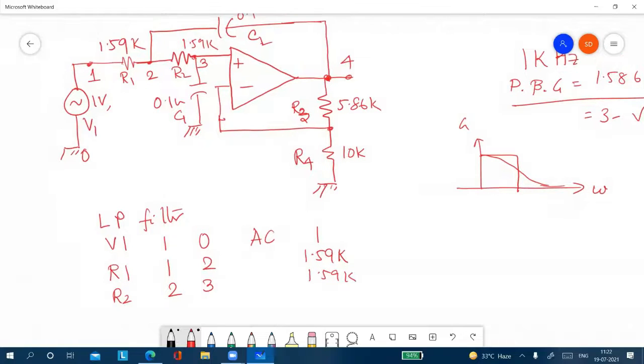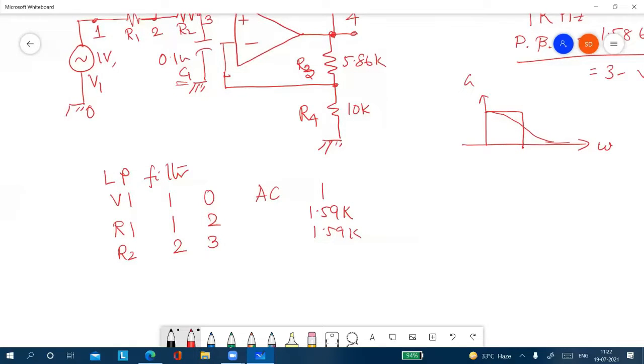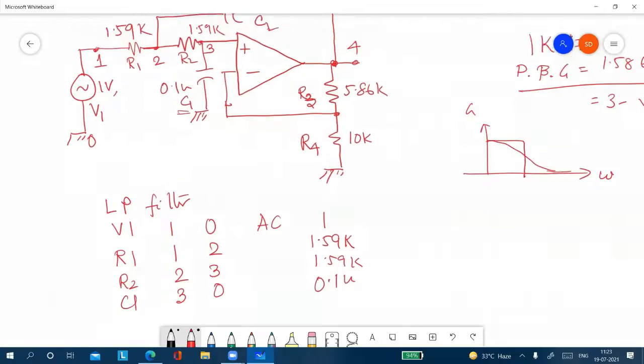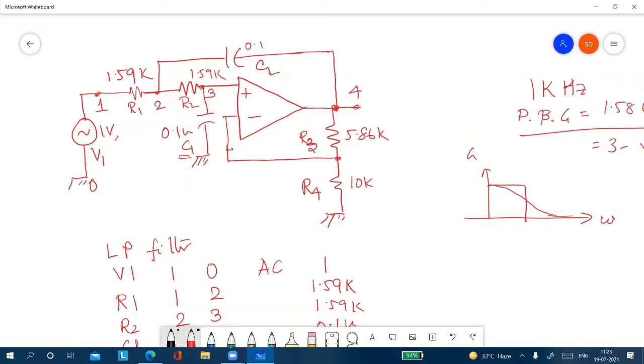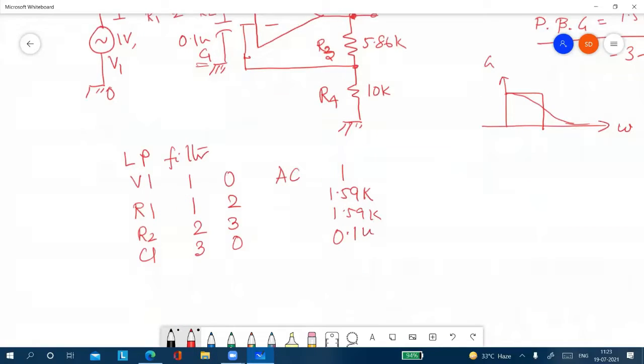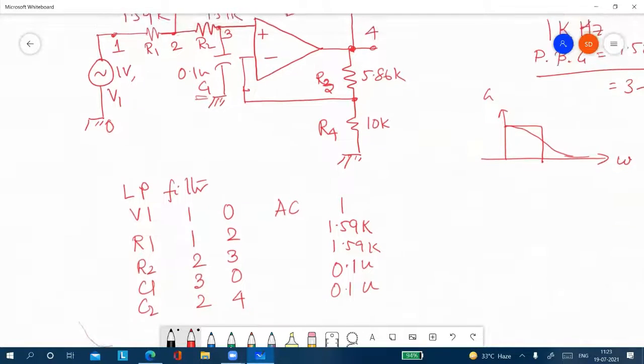All right. Now C1 is connected between 3 and ground. Ground is, of course, 0, and it is 0.1 U. Look at C2. C2 is connected between 2 and 4, and it is also 0.1 U. All right.